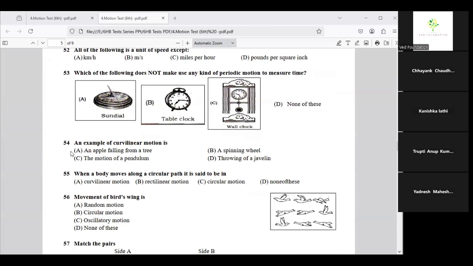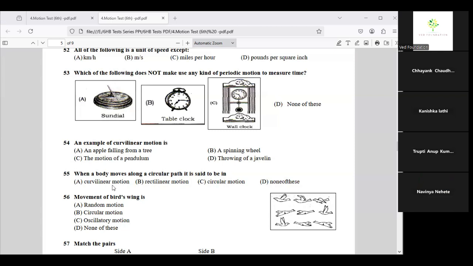Next, 54, an example of curvilinear motion is, and options are an apple falling from a tree. This is an example of rectilinear motion. A spinning wheel, circular motion. A motion of pendulum, oscillatory motion. Throwing a javelin, this is an example of curvilinear motion. So correct answer of 54 is option D.